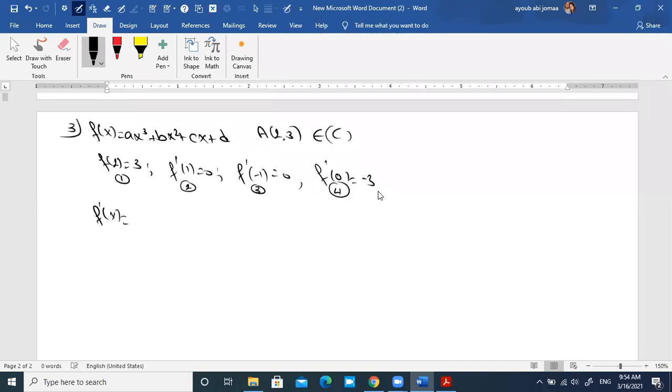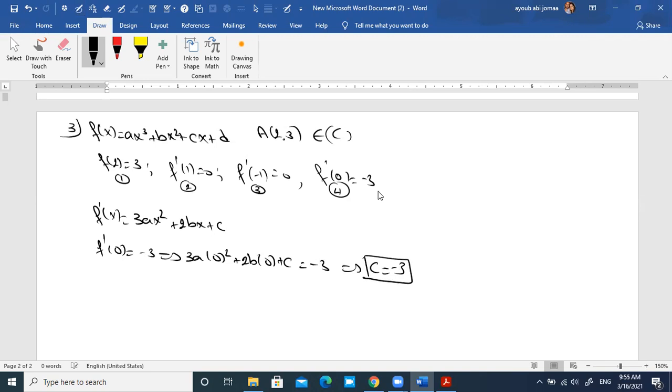Now find the derivative: f prime of x equals 3ax squared plus 2bx plus c. Start with 0, the easiest. F prime of 0 equals negative 3. This means 3a times 0 squared plus 2b times 0 plus c is equal to negative 3, so c is equal to negative 3. That's the first one. Now you might ask why we start with f prime of 0. There is no specific order. You can start with f of 2 equals 3 and then write an equation.